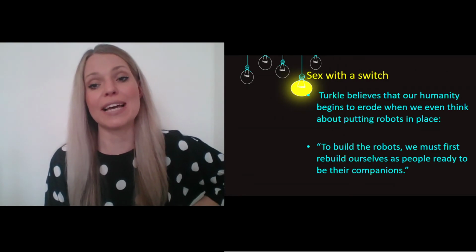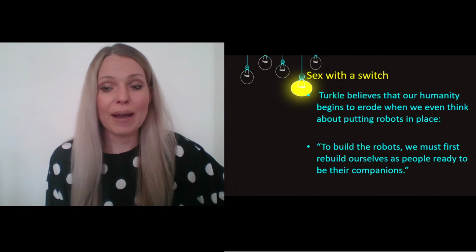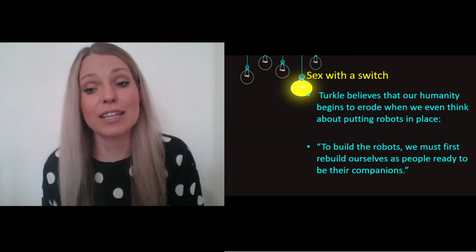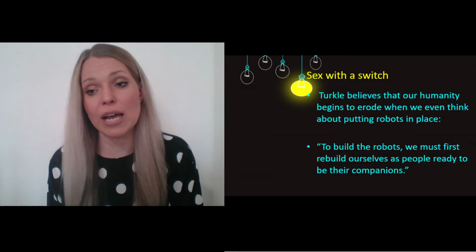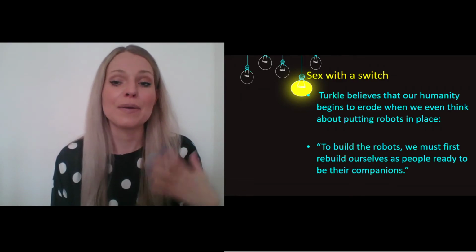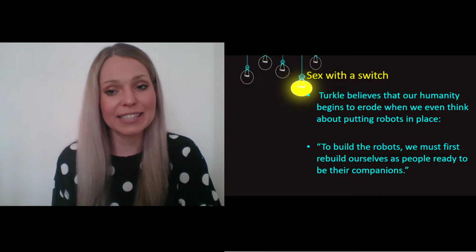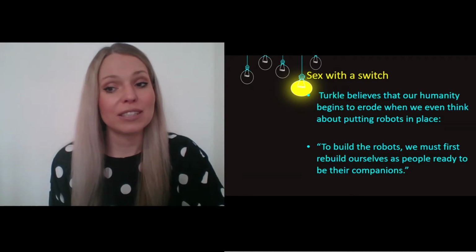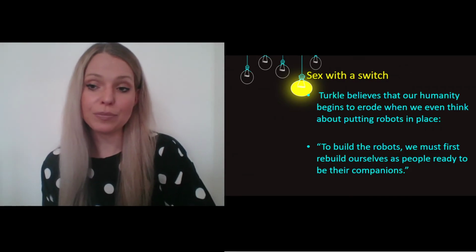And so Turkle believes that our humanity begins to erode when we think about robots to replace us, or when we think about robots itself. And she says, to build the robots, we must first rebuild ourselves as people ready to be their companions. So she says that humanity is now in such a low moral state in many senses that we need to prepare to be their companion and not the other way round. And she says that a bunch of abuse is there waiting for them.